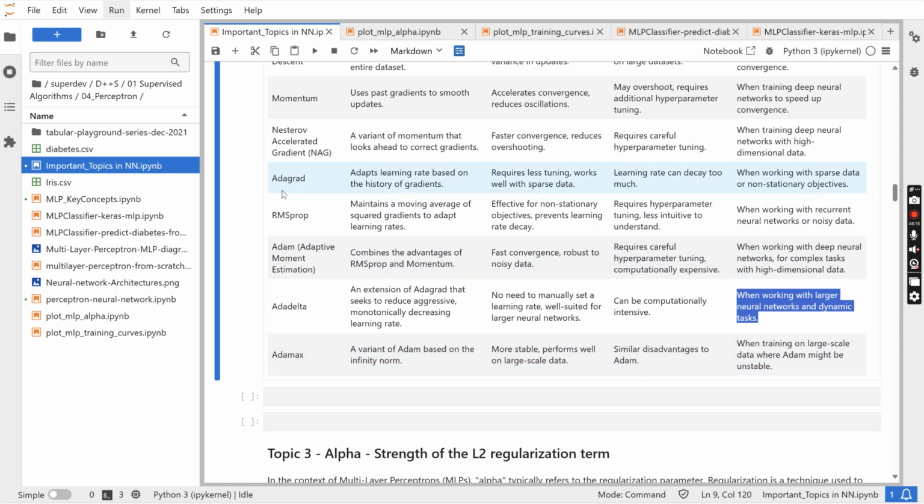Next is AdaMax, a variation of Adam. Basically, a variation of Adam, where we use something called the infinity norm. Okay, a slight variation to Adam. This performs well on large scale data and is more stable. But this also has similar disadvantages as Adam, that is, it's computationally expensive, and you should use it when you work on a large data set, and where you think Adam is not performing well, you should use AdaMax.